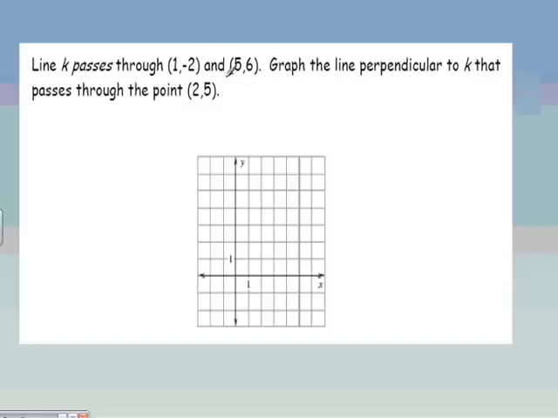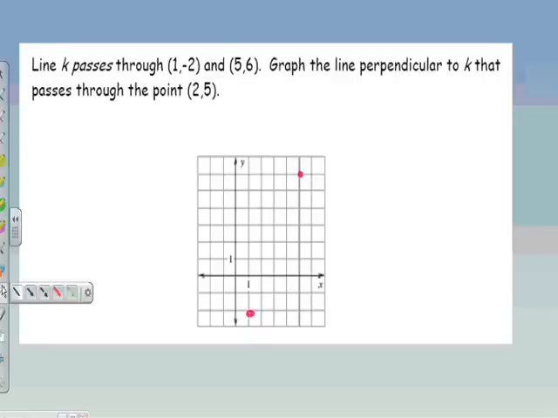All right, so here we're given that line K passes through the point 1, -2, and 5, 6. So 1, 2, 3, 4, 5, 1, 2, 3, 4, 5, 6. Okay, so there is my line, and let's make it that color. All right, so it goes through these 2 points.